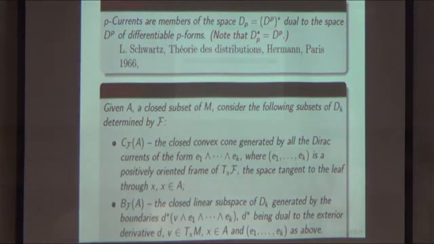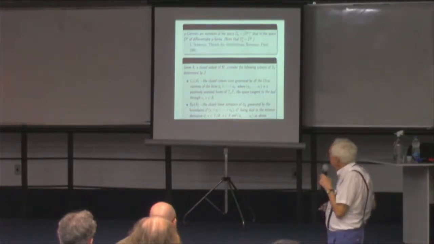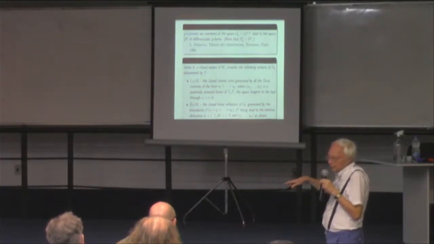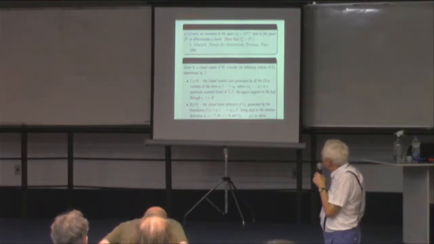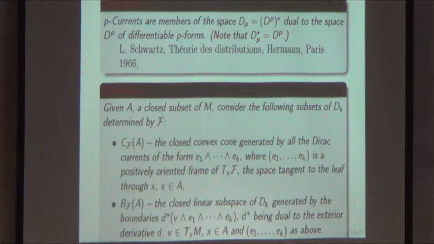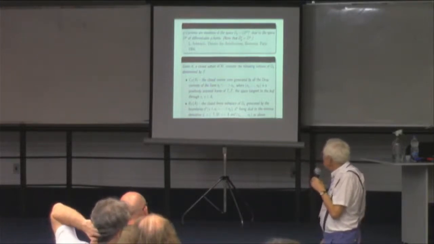This k-vector is considered as a k-current operating on forms in the following way: e1 ... ek on omega is just omega on the vectors e1 to ek. And then we also consider the closed linear subspace generated by the boundaries. The exterior derivative d in the space of forms induces the dual boundary operation in the space of currents, denoted by d star. So we consider all the boundaries of d star applied to the currents generated by k+1 vectors, such that one is arbitrary and the others are as above.